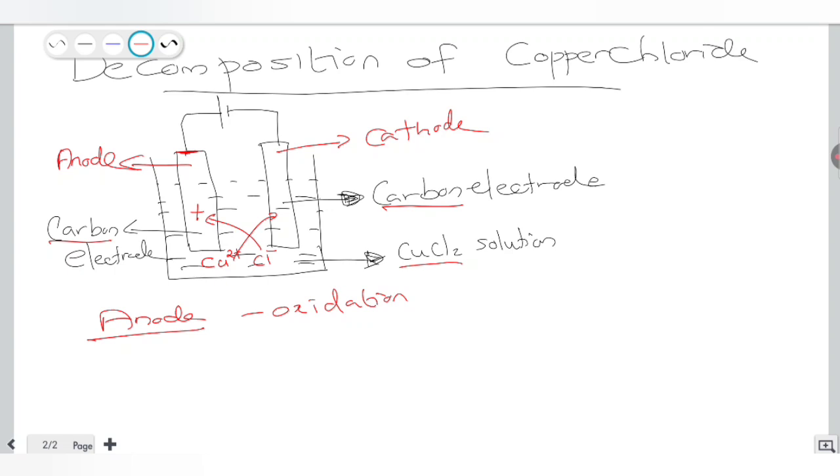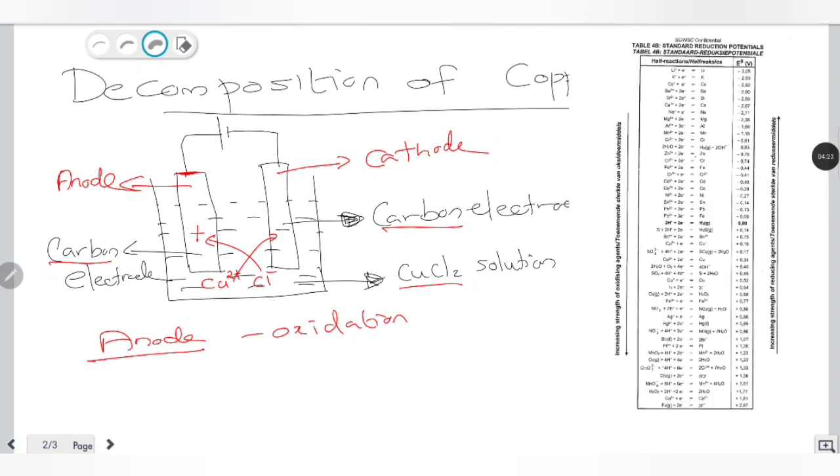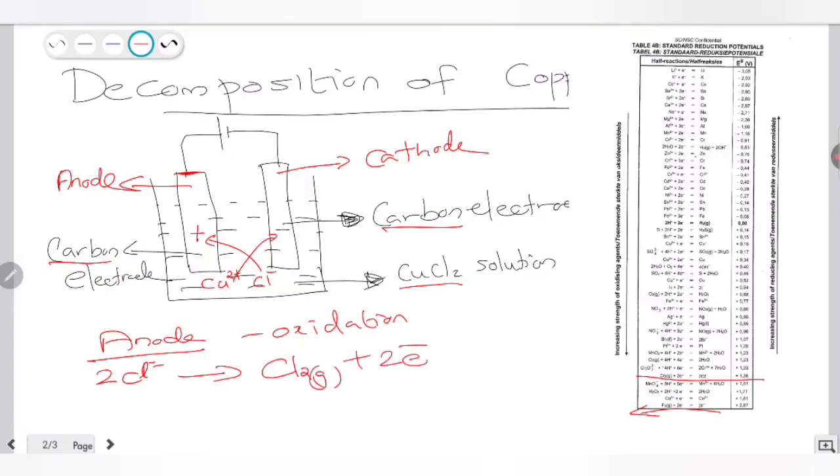Okay, so this is table 4b. It's too small, but I'm just giving an idea. You can see the chlorine reaction here. So chlorine is undergoing oxidation, and when you write oxidation, you write from right to left. So you say 2Cl- changes to Cl2 gas plus 2 electrons. That means at the anode you will see bubbles, and those bubbles represent the chlorine gas.